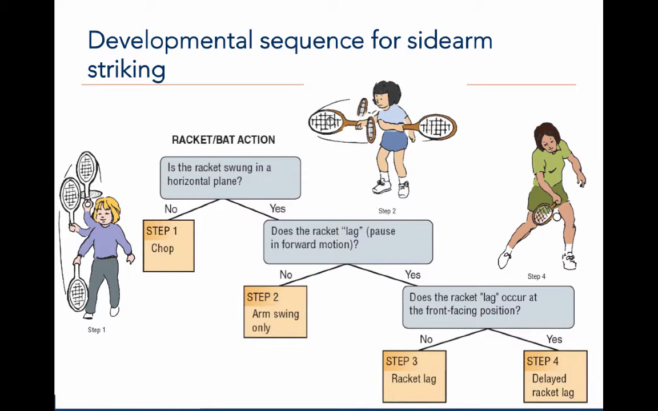The observational plan for sidearm striking is relatively simple. The foot, trunk, and humerus components are the same as that of overhand throwing. Therefore, the major difference is with the racket or bat action. In step 1, we have mentioned that the racket is moved in a vertical direction like a chopping movement. In step 2, the racket and arm move together. In step 3, the racket lags the forearm but is not yet in the front-facing position. In step 4, the racket lags until the shoulders are in the full front-facing position.